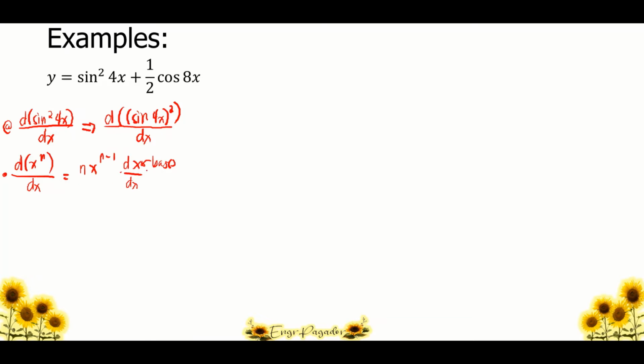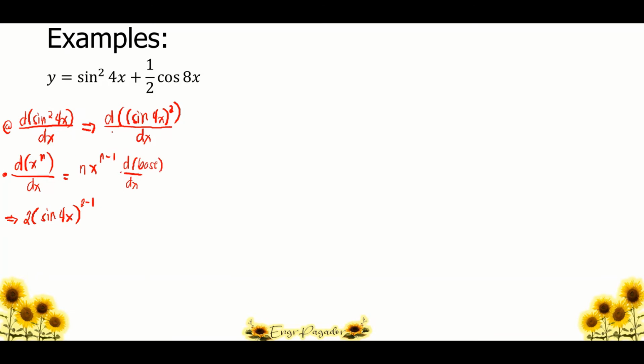Okay, so ito ngayon yung gagamitin natin na rule in getting the derivative of sine 4x quantity raised to 2. So, yung base natin dito is si sine 4x. Now let's proceed to the differentiation. By applying power rule here, we will have 2. And then, kopyahin natin si base, which is si sine 4x. Tapos, yung kanyang exponent is mababawasan ng isa, so that is 2 minus 1. And then, don't forget to get the derivative of your base with respect to x.